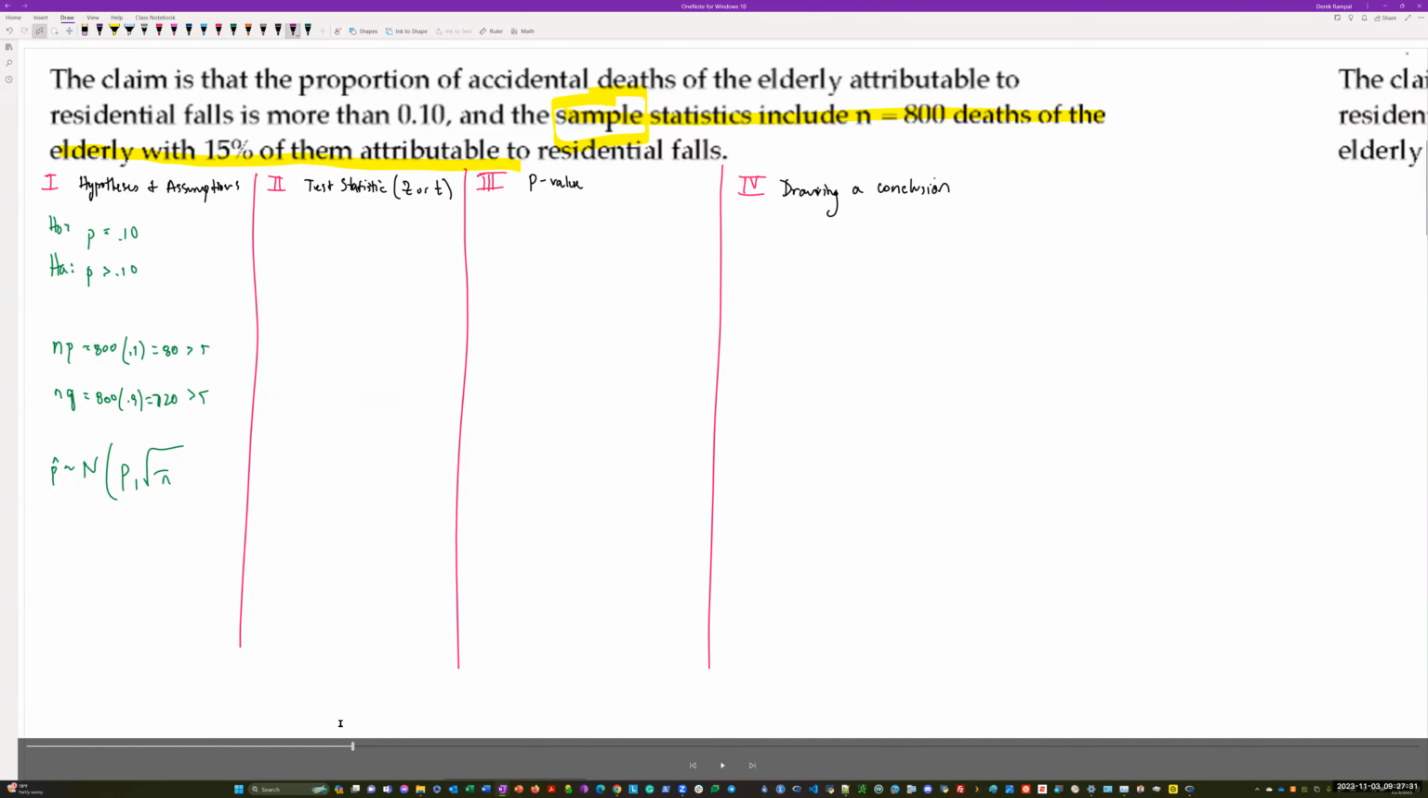This is going to be 0.1 times 0.9 all over 800. Now we have everything, so that means we can calculate everything.